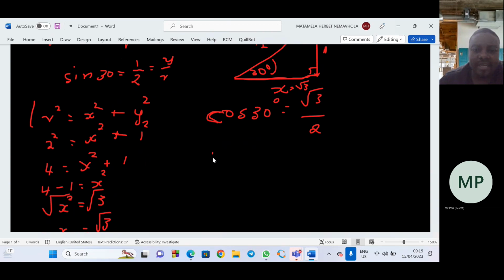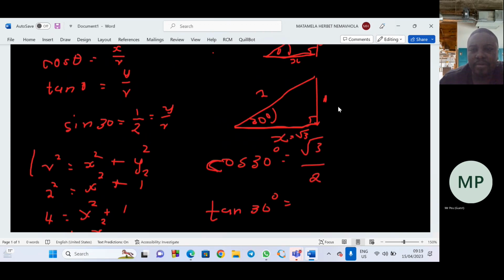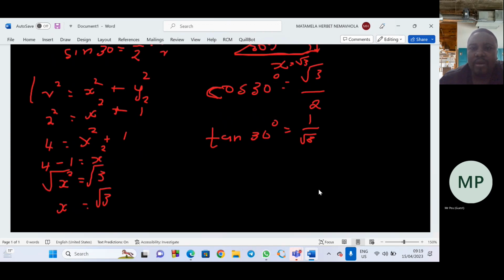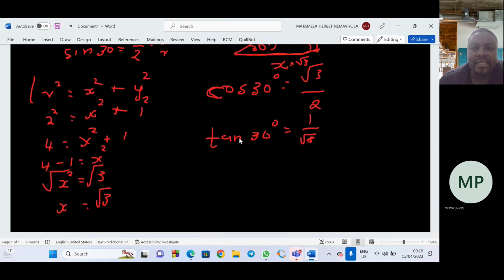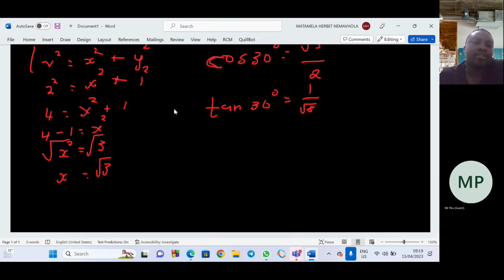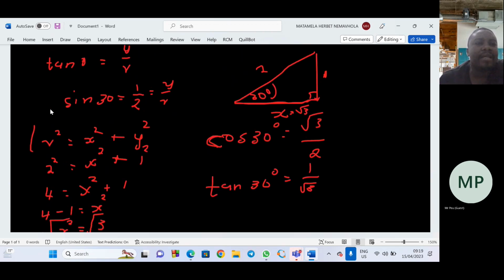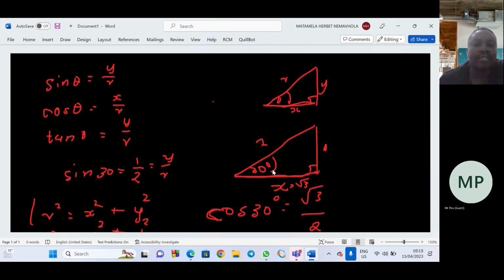If I want to get tan of 30 degrees, it equals opposite over adjacent, which is going to be 1 over square root of 3. Now you see how we managed to get sine 30, cos 30 and tan 30 using the special angles.